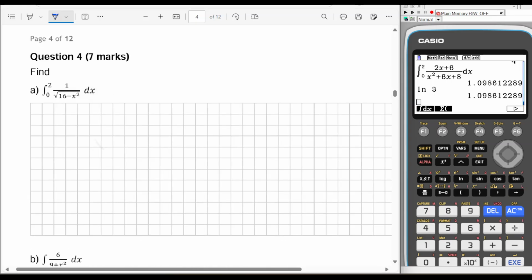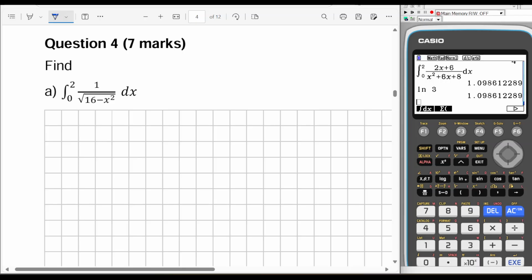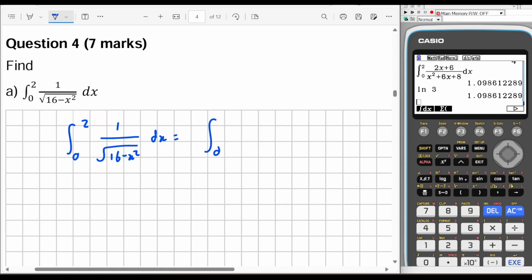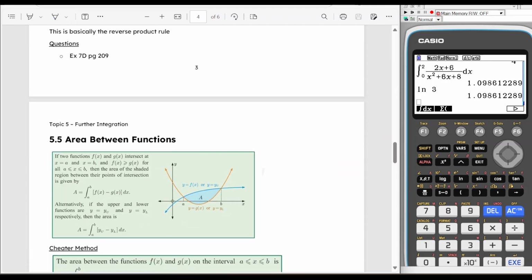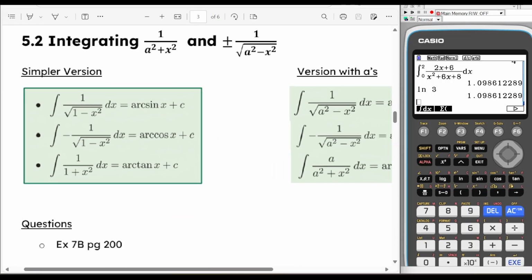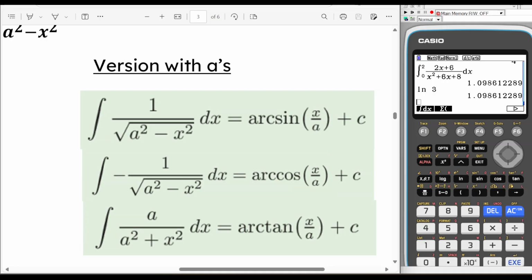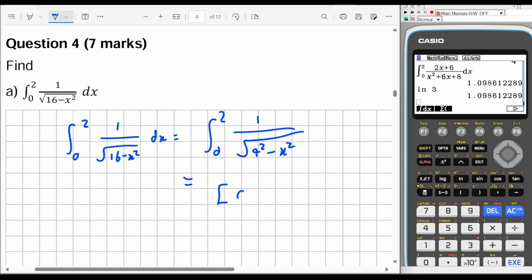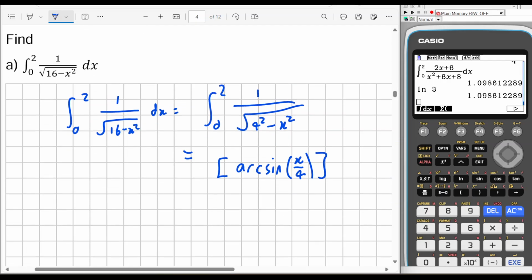Okay, this one here, we've got a definite integral, 1 over that. So the integral from 0 to 2, 1 over root 16 take x squared. So this is, well, it's the integral from 0 to 2 of 1 over root 4 squared take x squared. And the reason I write it like that is we have some formulas for integrating to arcs. So in particular, I think we're looking at this one, arc sine of x over a. So this would be arc sine of x over 4 from 0 to 2. So this would be arc sine of 2 over 4, take arc sine of 0 over 4.